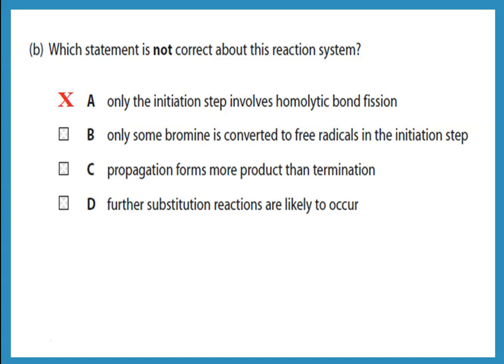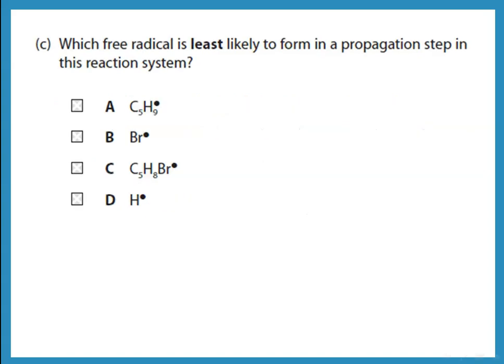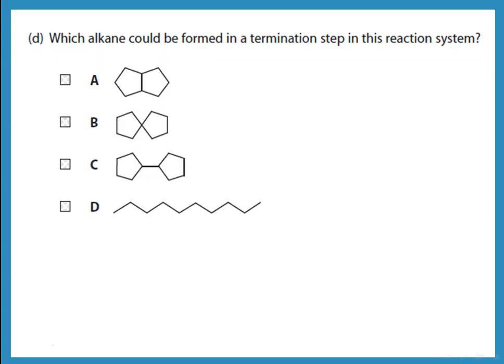Yes, we said we can substitute one hydrogen and put a bromine instead of it, or we can substitute two of the hydrogens, and in that case we get a dibromo product. Okay, then he says which free radical is least likely to form in the propagation step. Well, let's take a look at the choices. C5H9 radical, yes, it can form. The Br radical forms. The C5H8Br radical could form if we're trying to substitute another bromine for one of the hydrogens. But D, H radical, can never form in this mechanism.